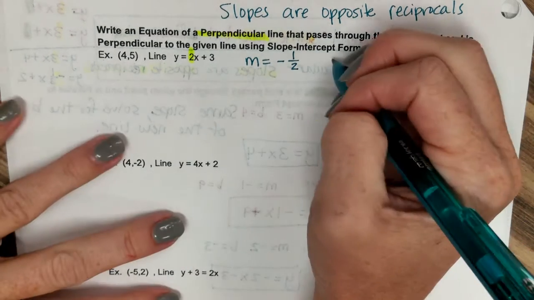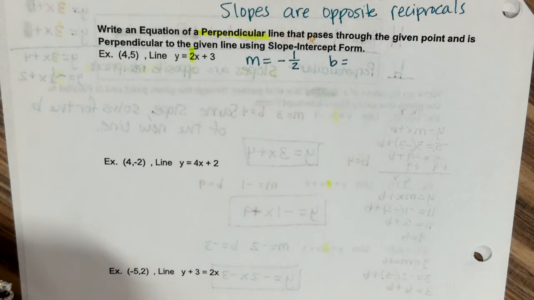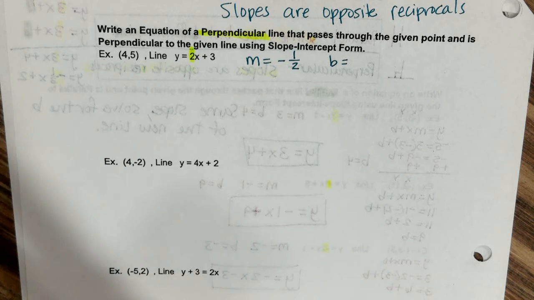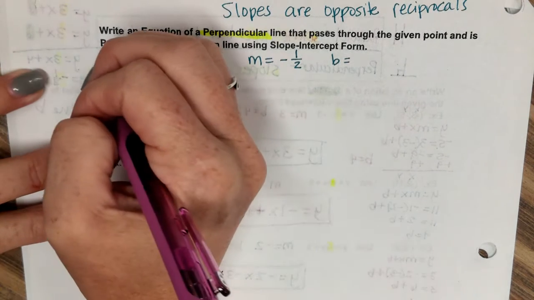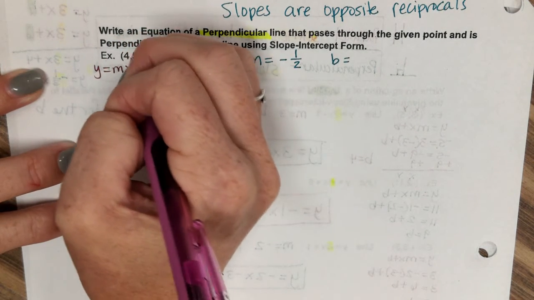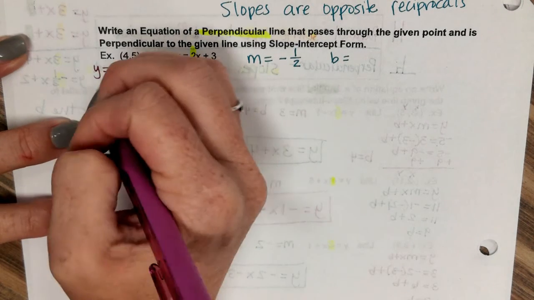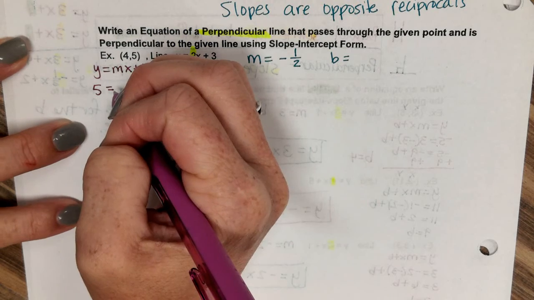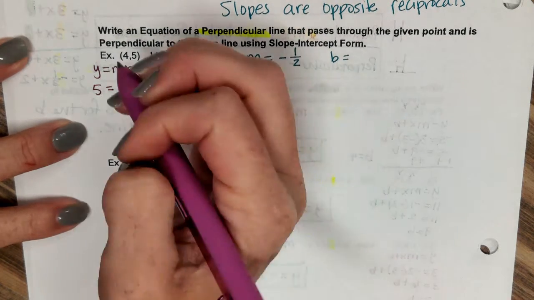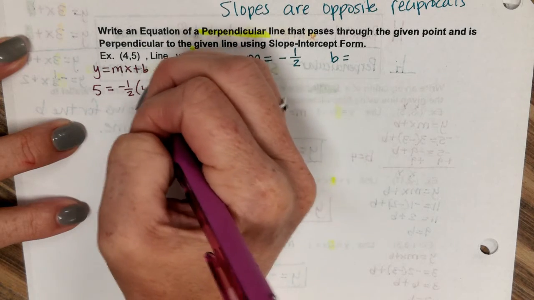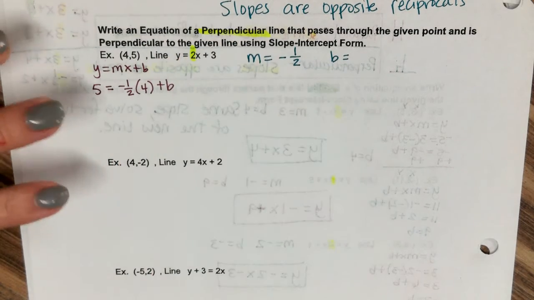And now I'm just going to solve for b like I've been doing. So there's nothing new. They're the exact same thing, except parallel, the slopes are perfectly identical. Perpendicular, they're opposite reciprocal. All right, so here we go. I'm going to write y equals mx plus b. I'm going to plug 5 in for y. I'm going to plug in negative 1/2 for m. The x is 4, and then plus b.